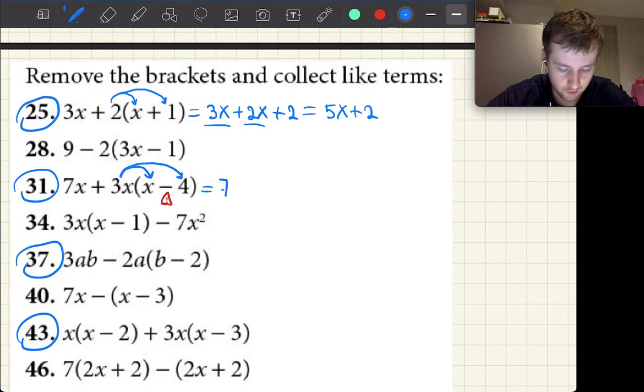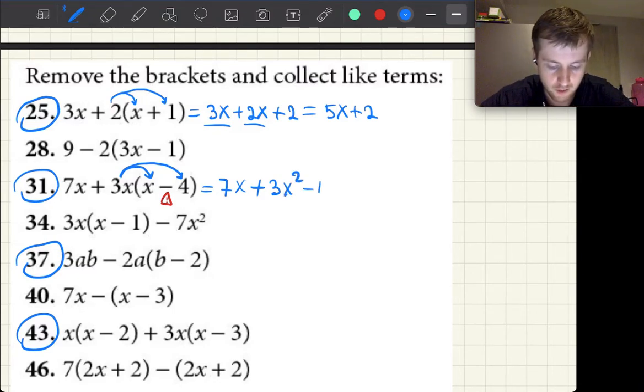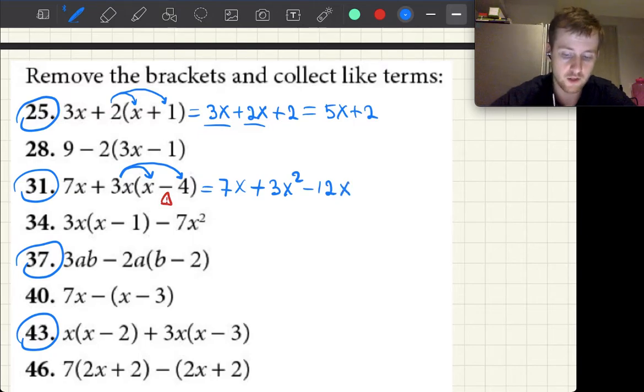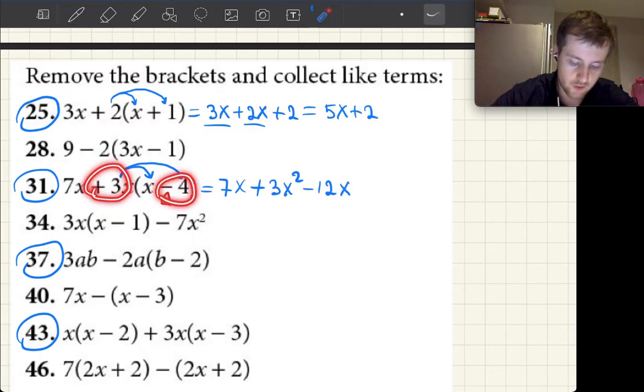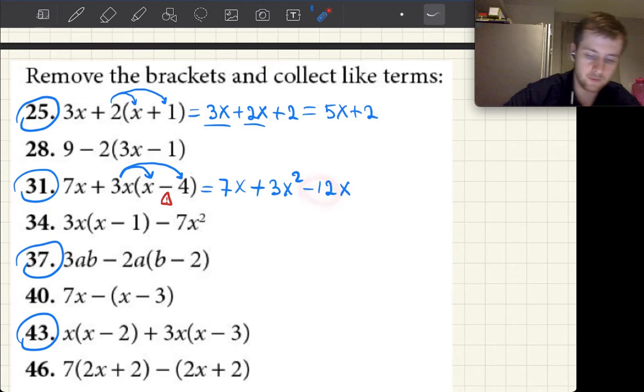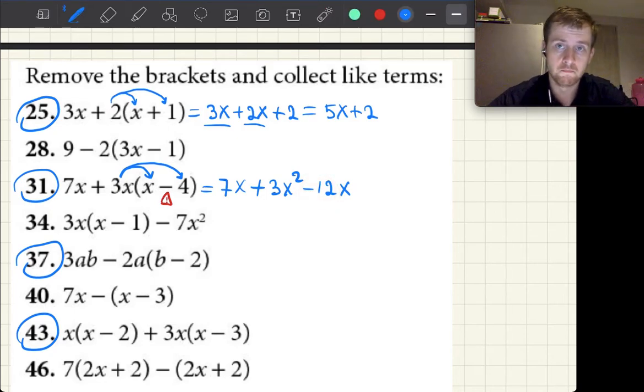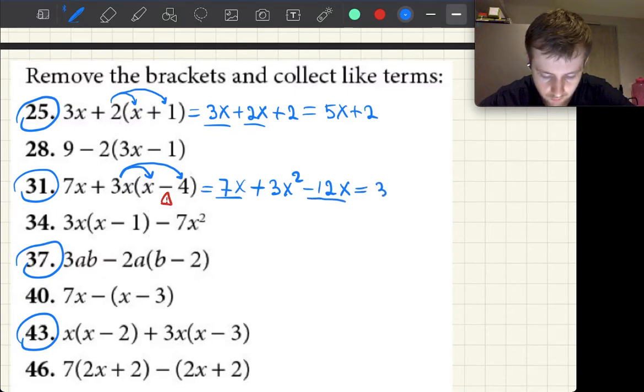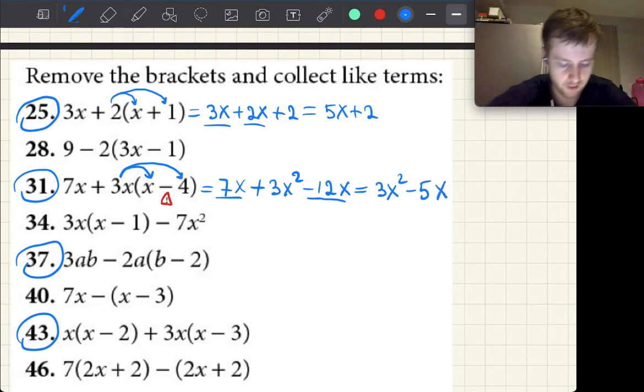So we're going to have 7x plus, so 3x times x is 3x squared. And 3x times minus 4 is minus 12x. Remember, again, plus and minus gives you the minus. So we have 7x and minus 12x. We can collect them together. So we're going to have 3x squared minus 5x as a final answer.